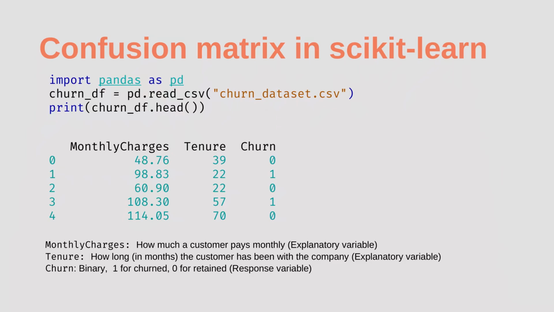1 means the customer has churned and 0 means the customer has stayed. In this example, both monthly charges and tenure are our explanatory variables. We'll use them to predict whether the customer is likely to churn. This is a typical setup for a classification problem, and it's a perfect use case for k nearest neighbors.